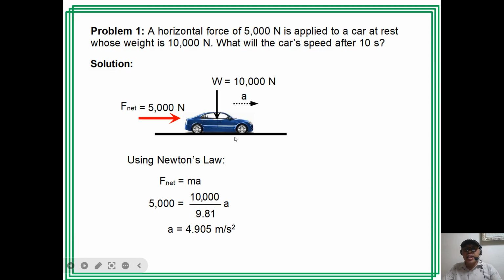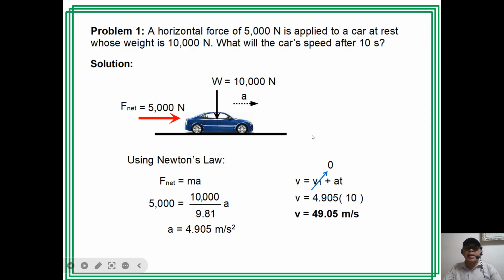Then, if we analyze the motion, the car is at rest at first, meaning the initial velocity is 0. What is the speed after 10 seconds? We can use final velocity equals initial plus acceleration times time. The initial velocity is 0, so V equals the acceleration we have computed, times 10. So the velocity is 49.05 meters per second.